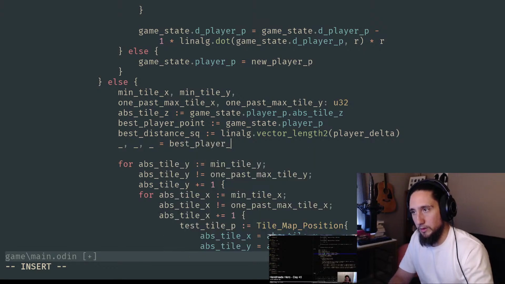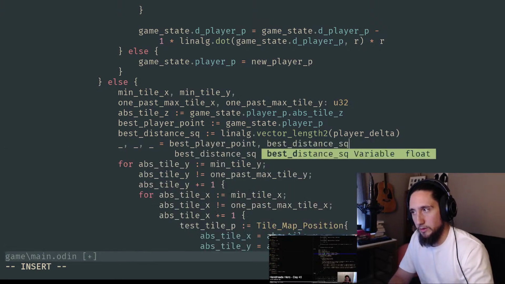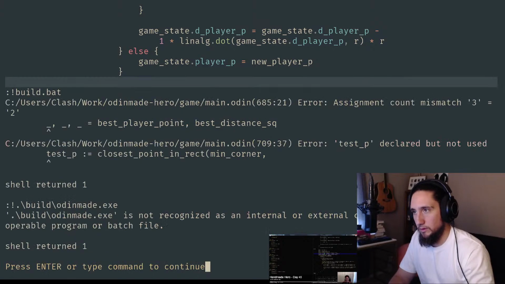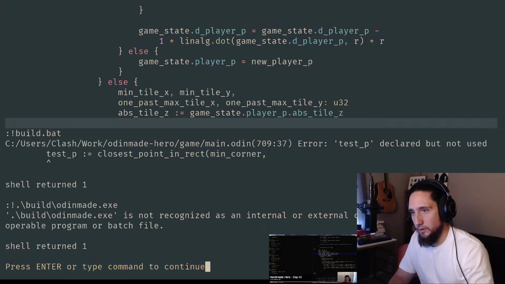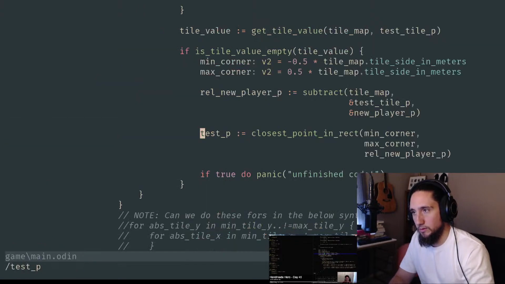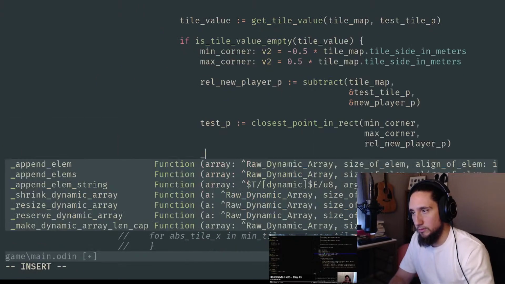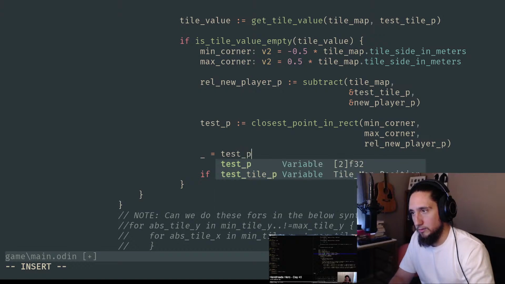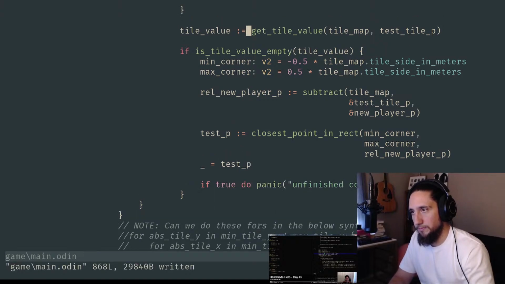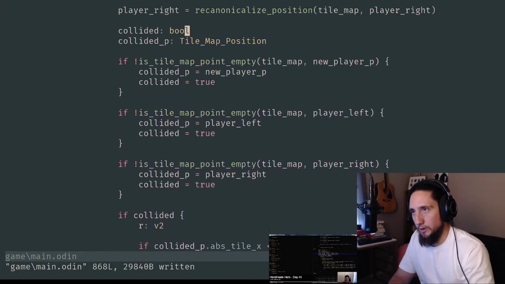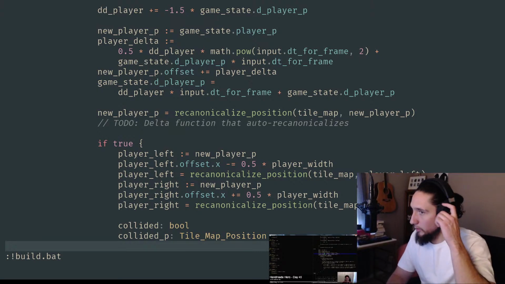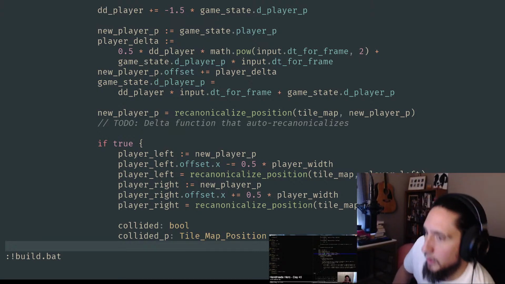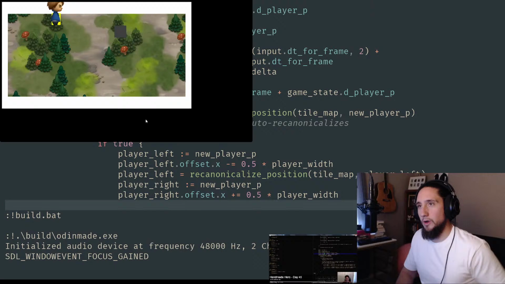Best player point, best distance squared. I think there was one more unused thing that it was complaining about. Test P. Yeah. Okay. And then rather than, like you said, leaving it in a broken state, because we couldn't get to it today, we just swap this conditional, and we're at least running.